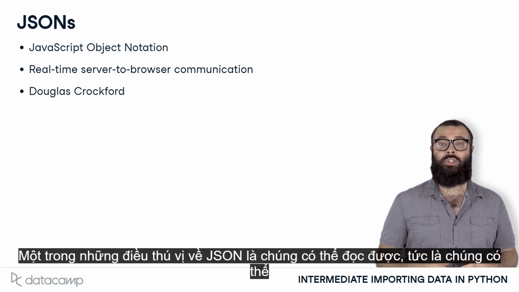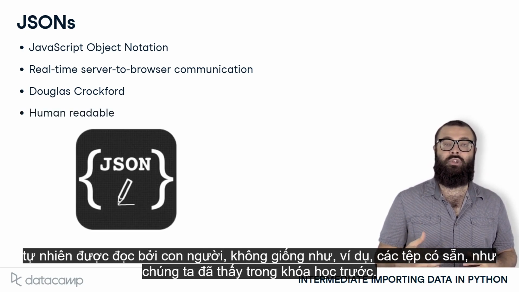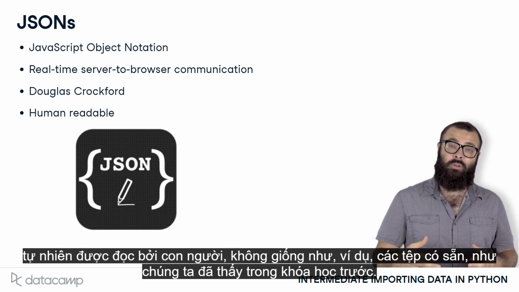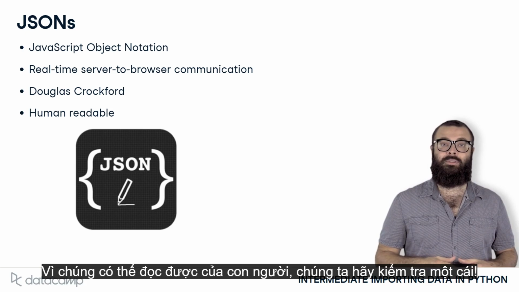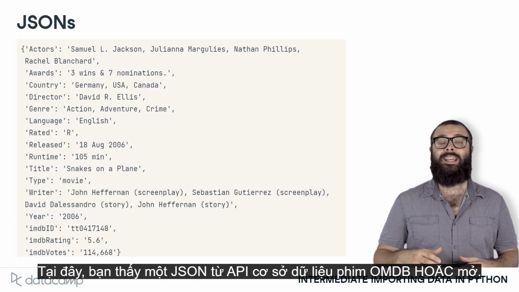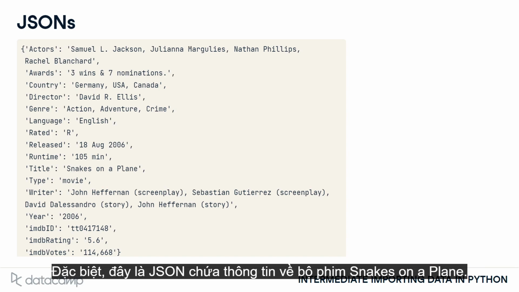One of the cool things about JSONs is that they're human readable. That is, they can naturally be read by humans, unlike, for example, pickled files, as we saw in the previous course. As they're human readable, let's check one out. Here you see a JSON from the OMDB, or Open Movie Database API. In particular, this is a JSON containing information about the movie Snakes on a Plane.